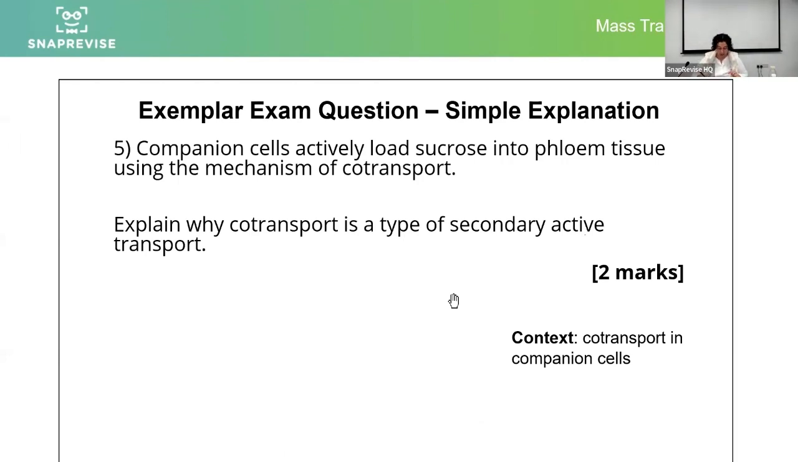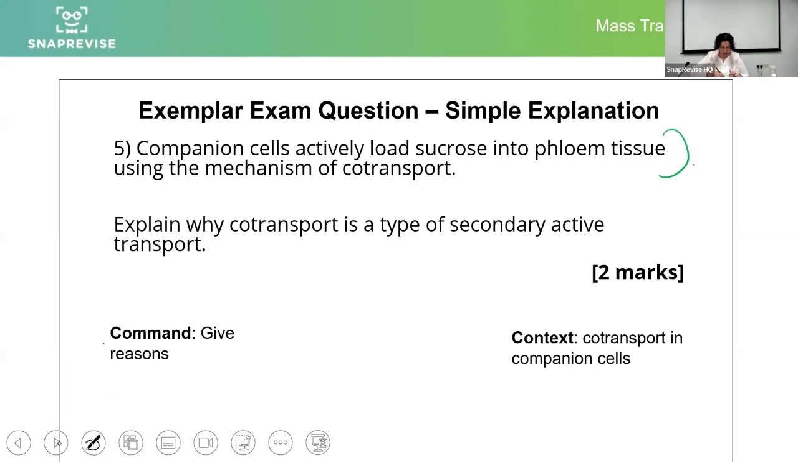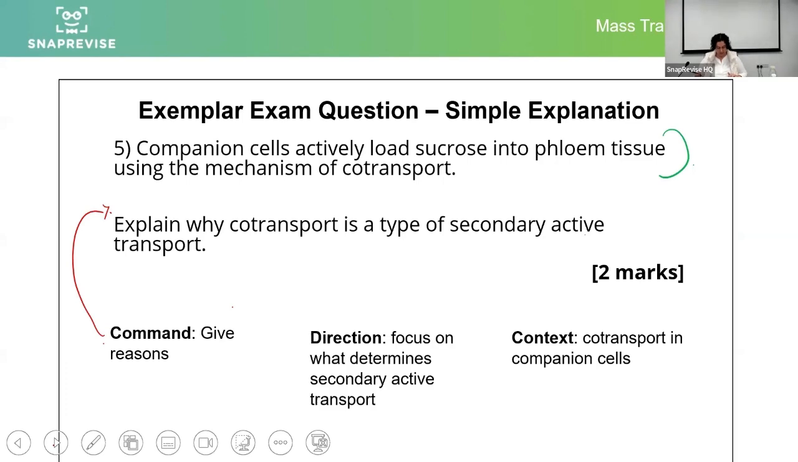So, context: the fact that we're dealing with co-transport in companion cells. My command: the fact that it's explain, which basically means give reasons. And finally, my direction is to focus on what determines secondary active transport. So take a quick minute to think about the answer for yourselves.